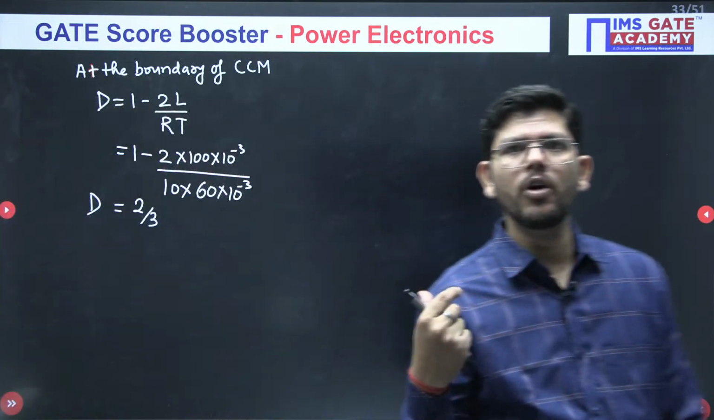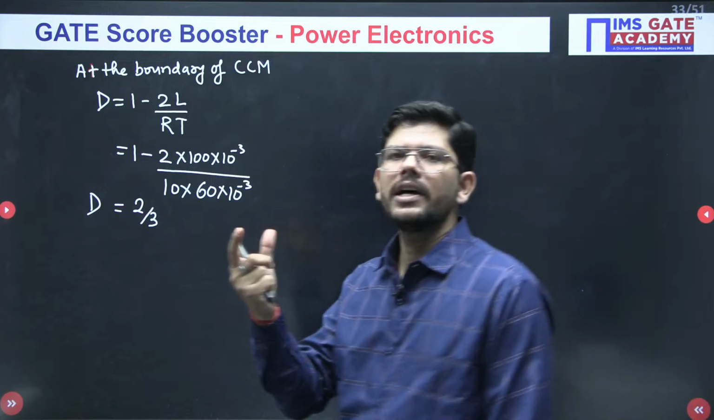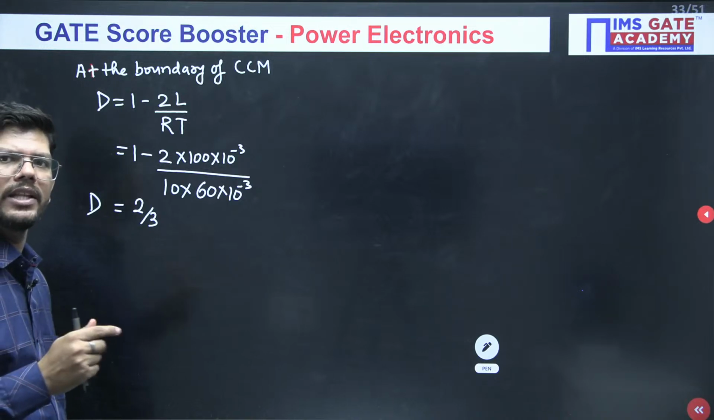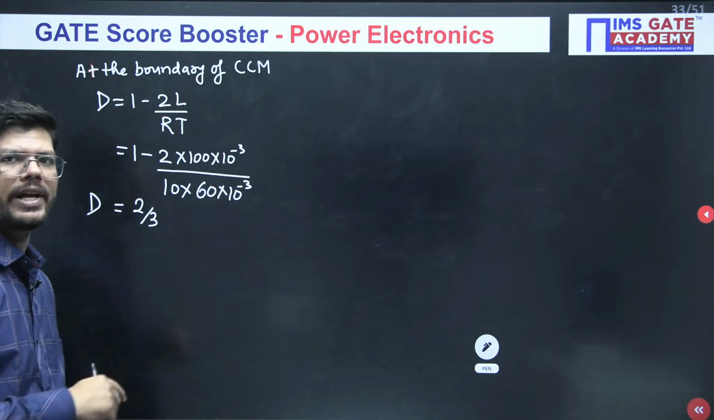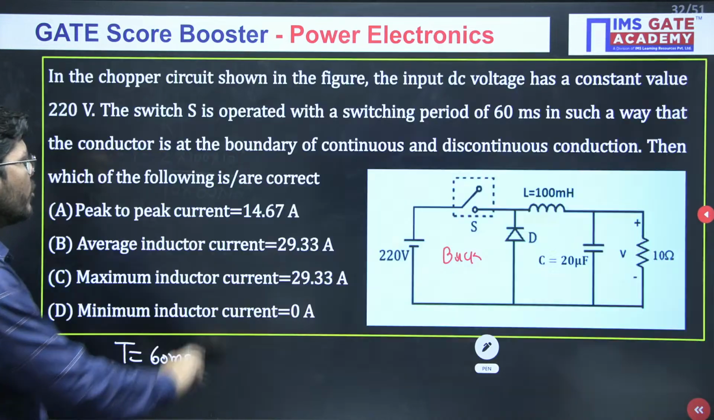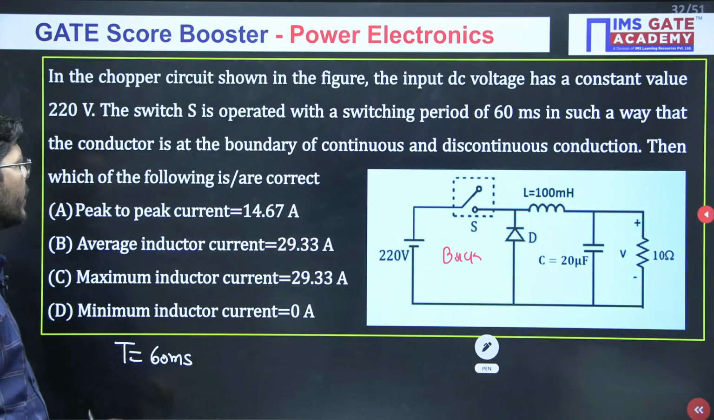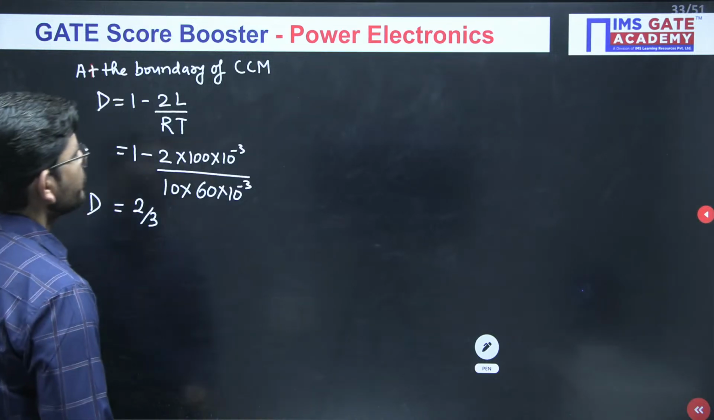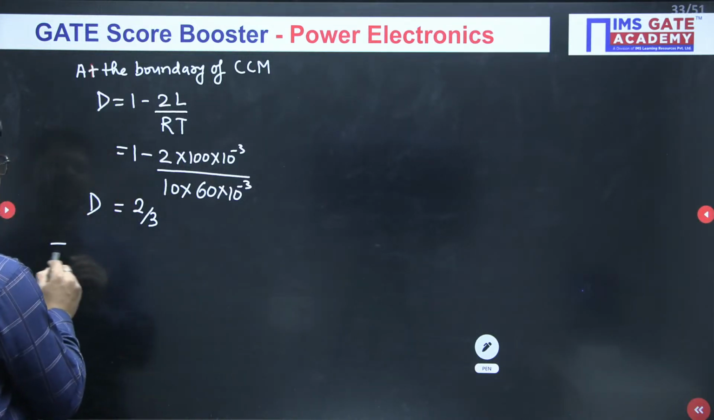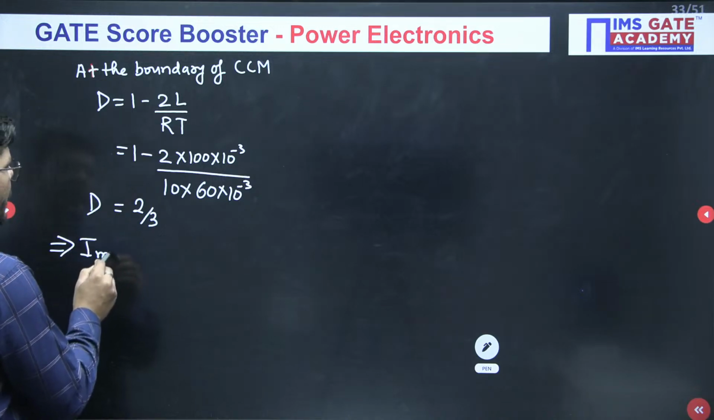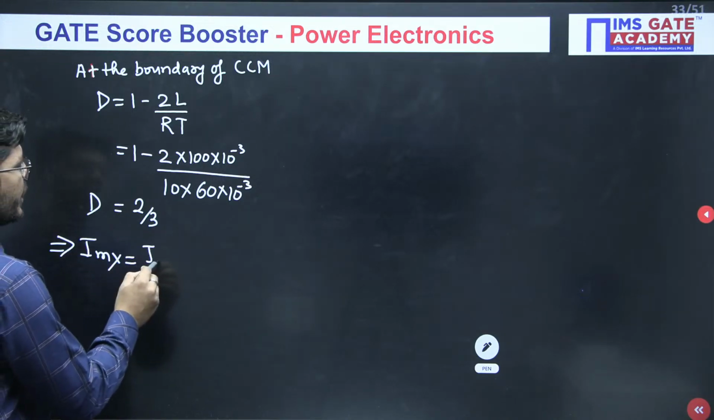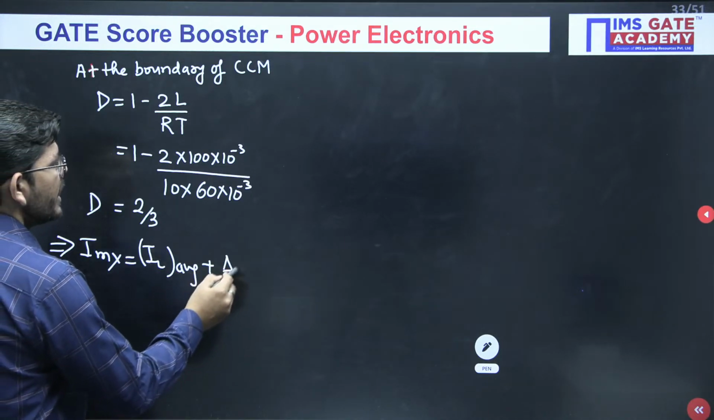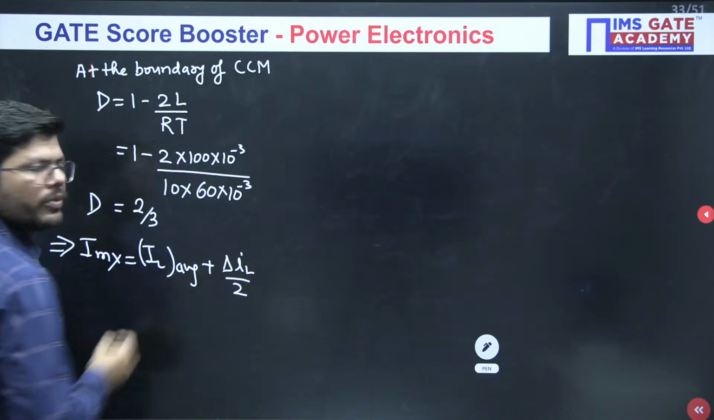So just see how important this formula is. If you have a remembrance of this formula, it will be very useful for you in order to calculate the value of D. Otherwise you will be applying conditions and then you will be calculating. So we calculated the value of D. Now what we have to calculate? Peak to peak current. Peak to peak current means we have to calculate I max, and I max, as you know, is IL average plus delta IL by 2.